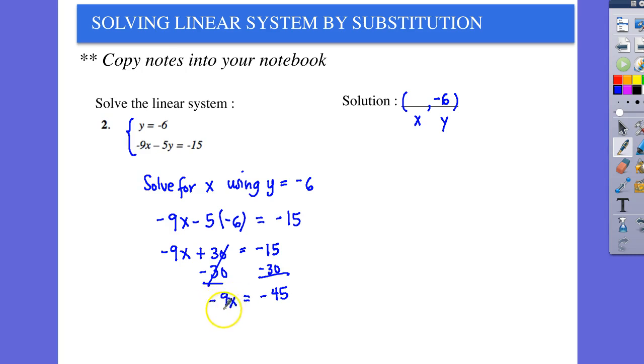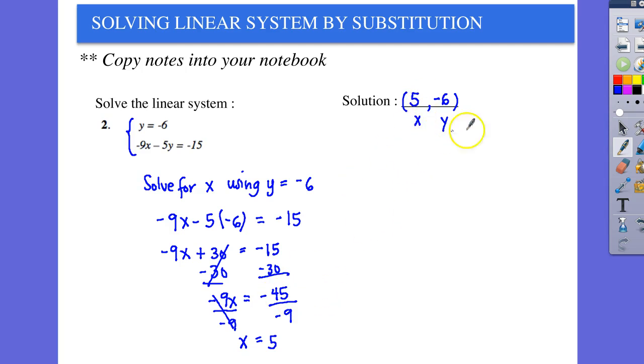So we will undo multiplication by dividing both sides by -9. So negative 9 divided by negative 9 is 1. Bring down the x, bring down the equal sign. Negative 45 divided by negative 9. First, let's deal with the sign. Negative divided by a negative, that's a positive. Okay. And then 45 divided by 9, that's 5. So x equals 5. So now we know, oh, the x coordinate of the point of intersection is 5.